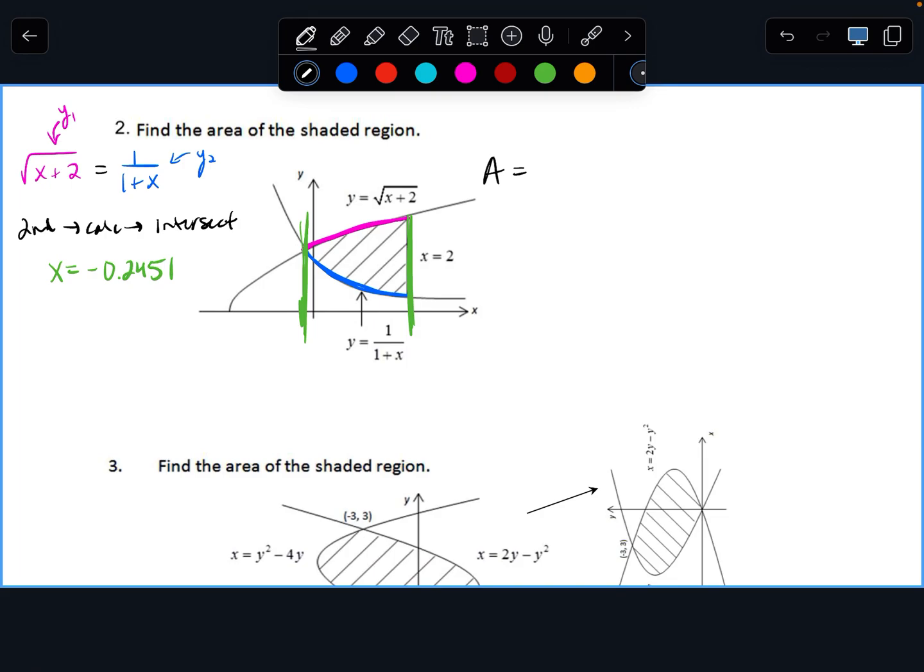you need to take the integral from this negative 0.2451 number to 2. And you're going to do the upper bound minus the lower bound. Oops, negative.